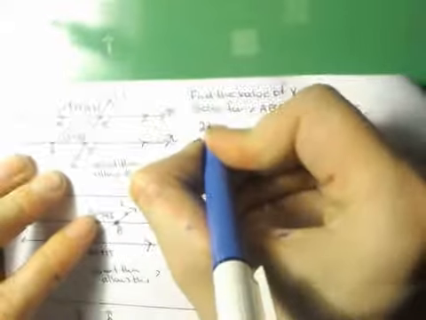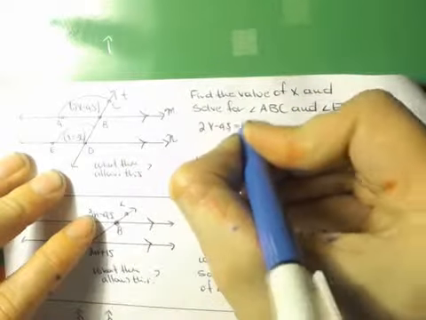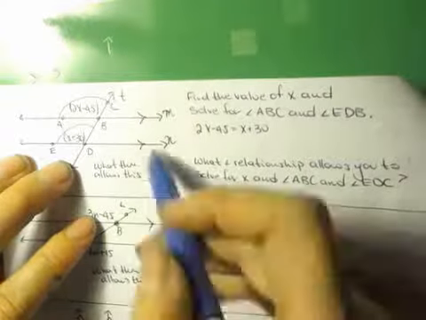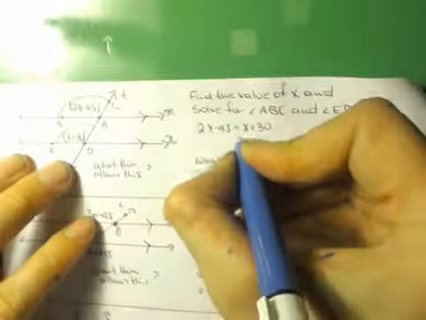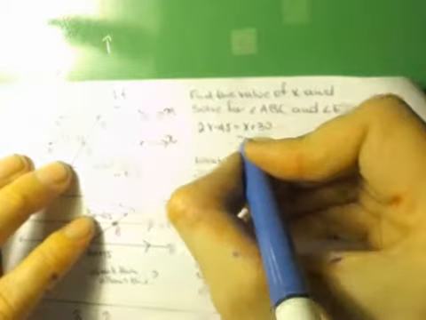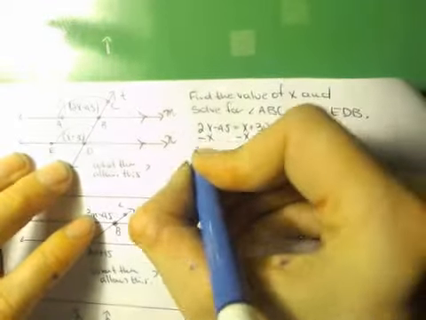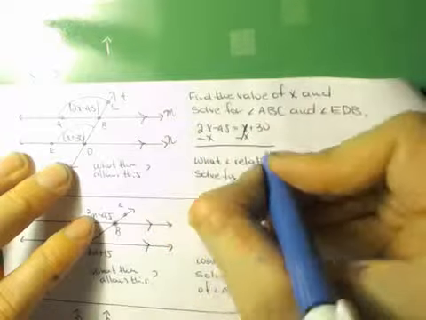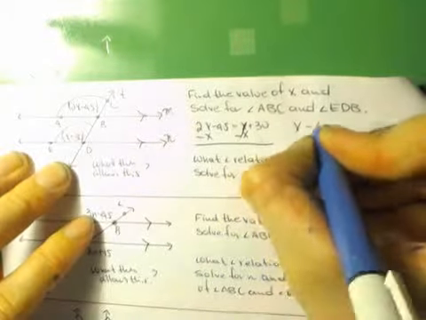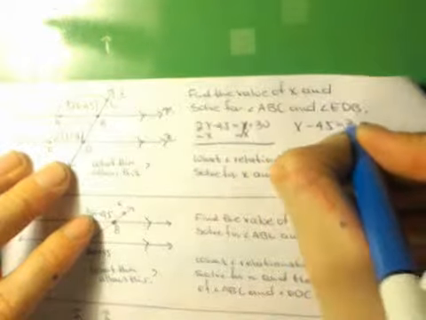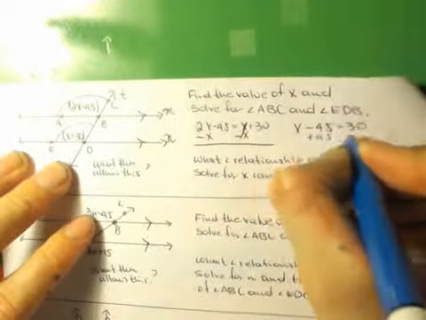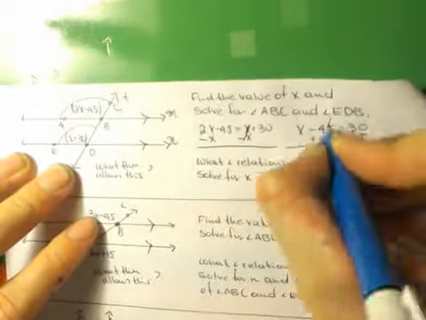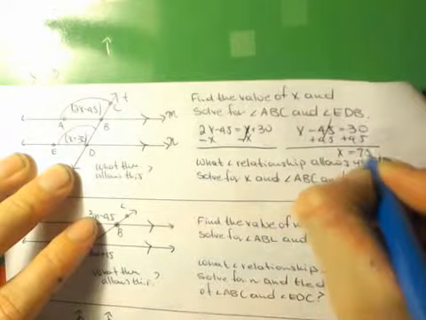So this angle right here is going to be equal to this angle. We know that this angle is 2x minus 45 equals 2x plus 30. And we can say that they're equal because they're corresponding angles. We have parallel lines. Subtract x from both sides. We're left with x minus 45 equals 30. Add 45 to both sides. We're left with x is equal to 75.